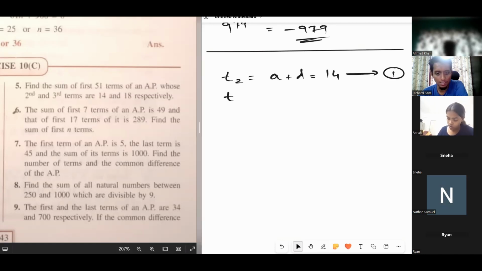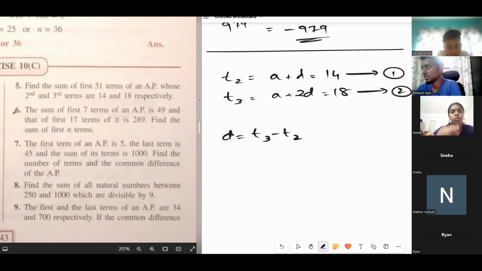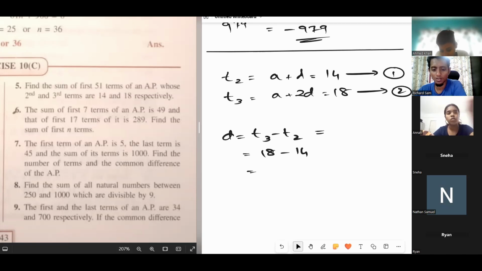And then T3, third term. That is A plus 2D is equal to 18. That will be your second. In fact, you can directly get D very easily. To get D, you can just do T3 minus T2 because they are consecutive terms. If you do T3 minus T2 itself, directly you'll get the difference. That is 18 minus 14. You got D. You don't have to do all the simultaneous equations to get D.